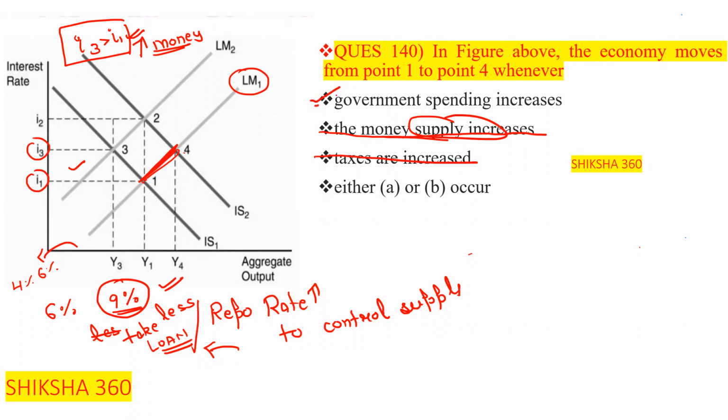That is basically government spending increases. So this one is our answer. Option number A: government spending increases. So this one is our answer.